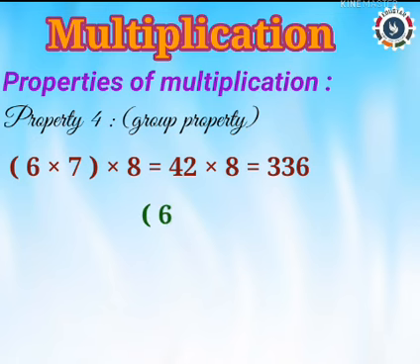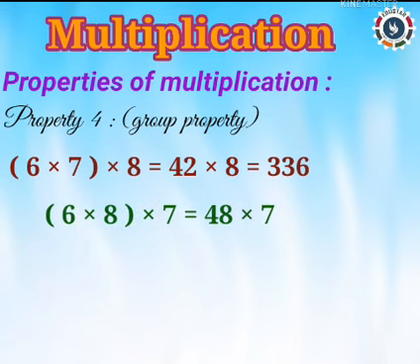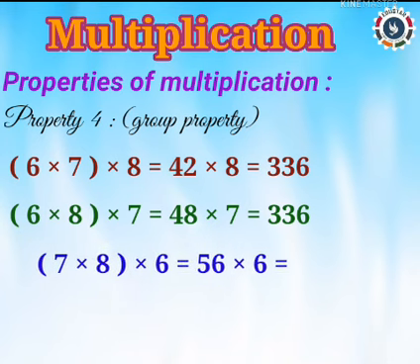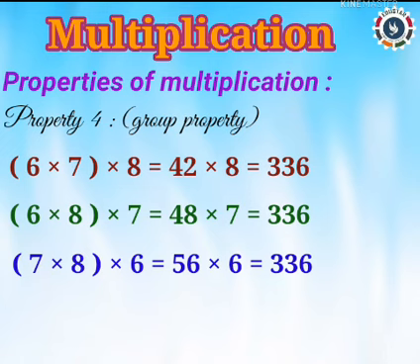Now, 6 into 8 into 7. Here I grouped 6 and 8. On multiplying 6 by 8, we get 48. If we multiply 48 by 7, the answer is 336. Now, 7 into 8 into 6. Here I grouped 7 and 8. On multiplying 7 by 8, we get 56. If we multiply 56 by 6, the answer is 336.